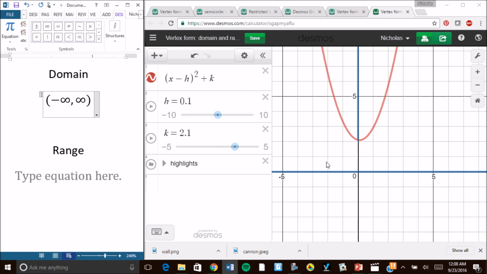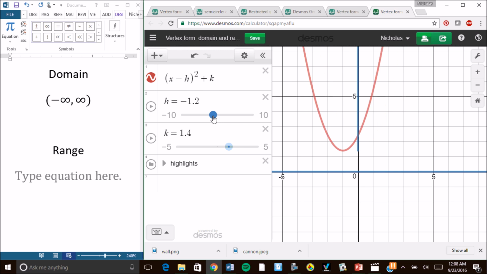Because we're starting all the way at negative infinity, and we can plug in everything all the way to infinity. What about the range then? Well, as we move it left and right, that's not going to change the y output. But as we move our graph up and down, that will change.